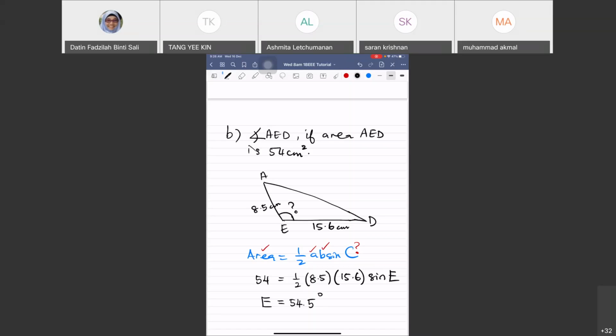So you just subtract. Therefore E is 180 degrees minus 54.5. What was it, Saran, just now? 125.5. Okay, that's the one. Because 54.5 is the one in quadrant 1, and looking at the diagram it is an obtuse angle, so you subtract from 180 degrees.